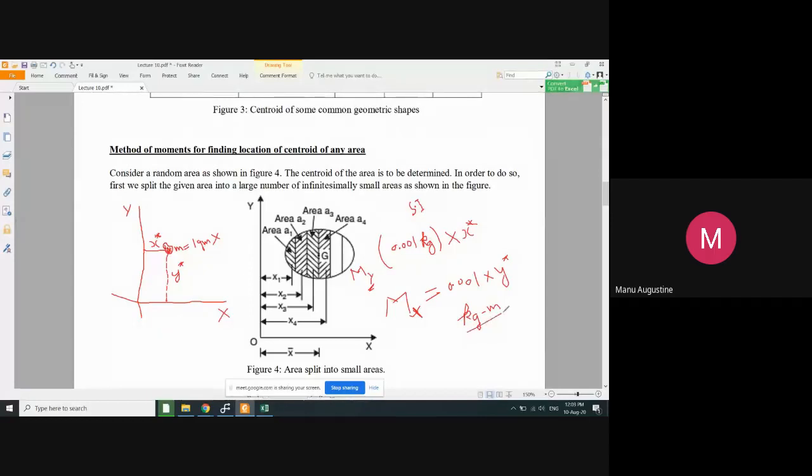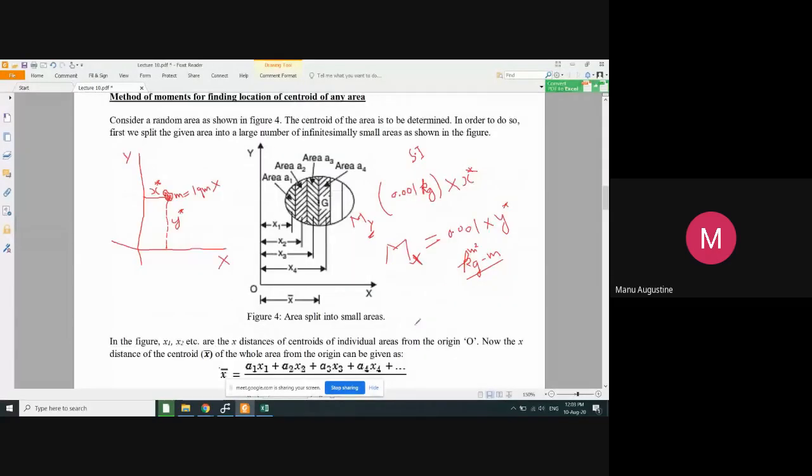This will be the unit if I am taking the moment of a mass. If instead of a mass I take area, then the unit will be meter square into meter, that will be meter cube, as we have been doing till now. अगर मैं लाइन ले लूं, एक लाइन लेकर के उसका मोमेंट निकालूं किसी एक्सिस के अबाउट, then the unit will be meter square.